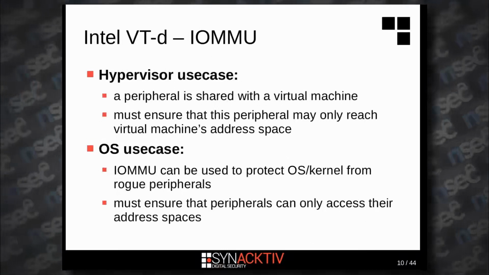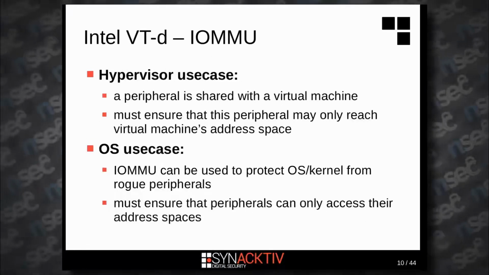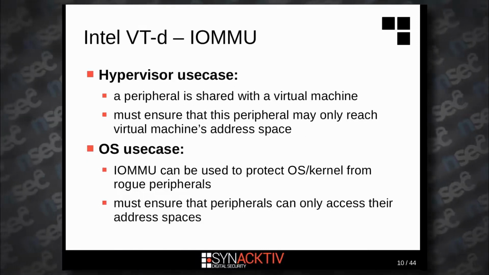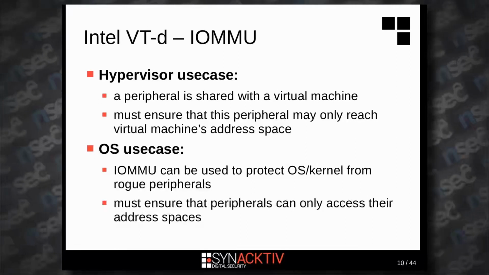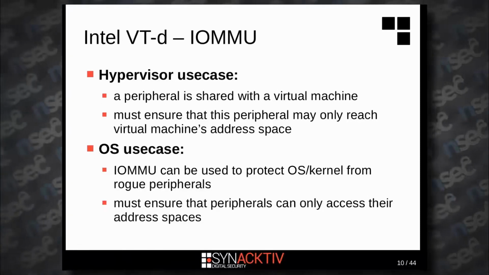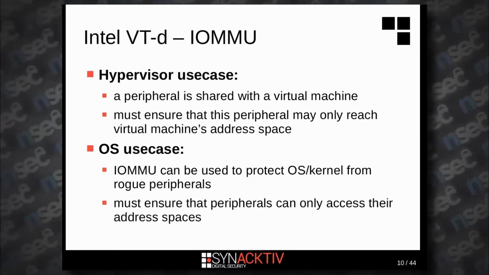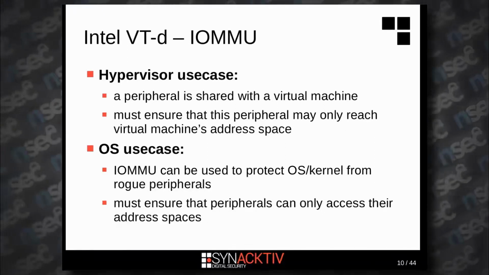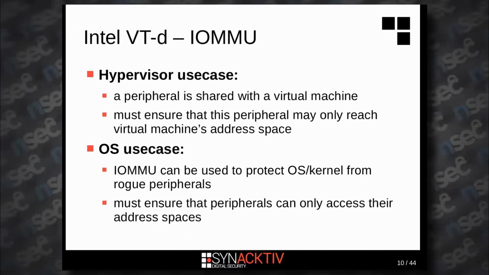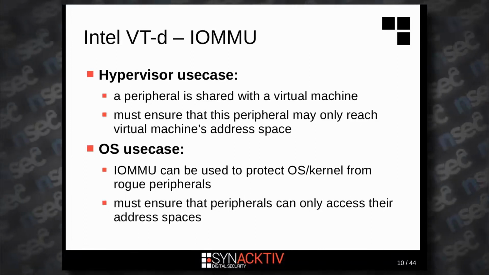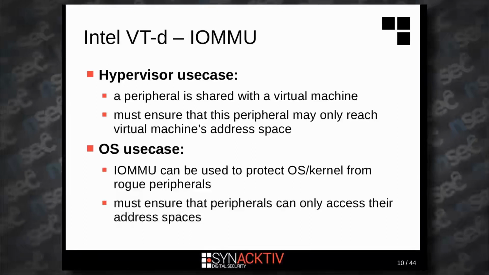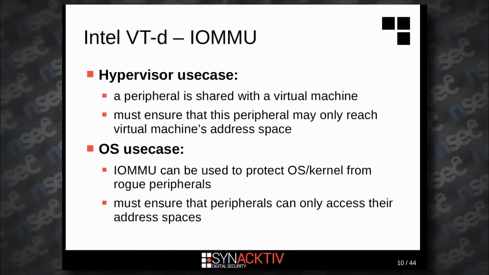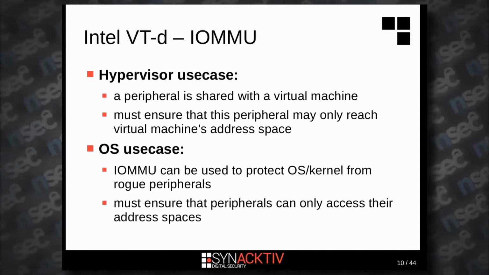So we'll finish this short introduction with some use cases of IOMMU implementation. The first one, which is actually the well-known one, is the hypervisor use case. Imagine I have a virtual machine and a peripheral attached to it. Because my peripheral is attached to this VM, I don't want it to be able to access my host main memory. In the OS use case, it's pretty much the same thing, except that I want to protect my OS or kernel from rogue peripherals. So I must ensure that peripherals can only access their memory pages.